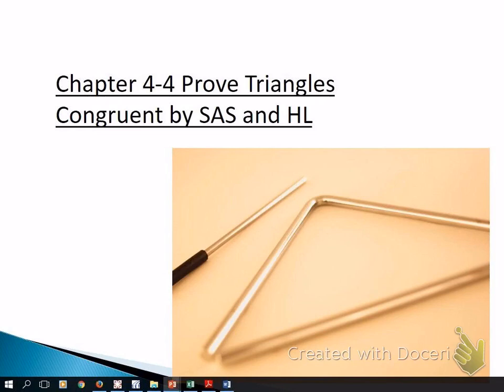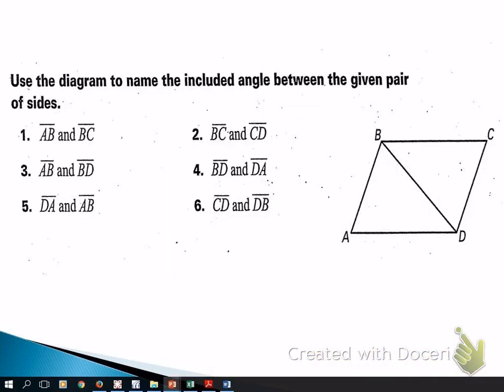And then the other shortcut, hypotenuse leg. The only types of triangles that have hypotenuses are right triangles, and so it would make sense that hypotenuse leg is a shortcut that we can only use with right triangles. Okay? So let's get into it. First of all, this idea of an angle being in between two sides of a triangle is called an included angle. An included angle is an angle that sits between two given sides of a triangle.